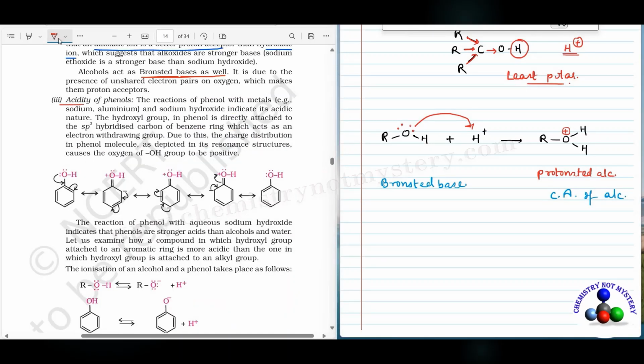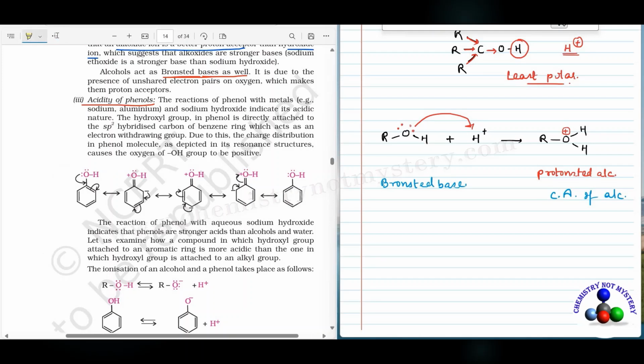Now let's read from the book: Acidity of Phenol. The reaction of phenol with metals, for example sodium, aluminium, and sodium hydroxide, indicates its acidic nature. The hydroxyl group in phenol is directly attached to the sp2 hybridized carbon of the benzene ring, which acts as an electron withdrawing group. So this sp2 hybridized carbon of benzene acts as an electron withdrawing group. Due to this, the charge distribution in the phenol molecule, as depicted in its resonance structure, causes the oxygen of the OH group to be positive.